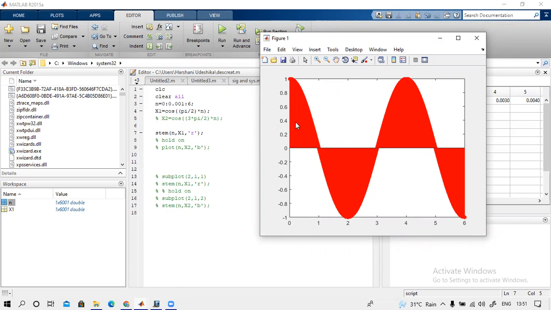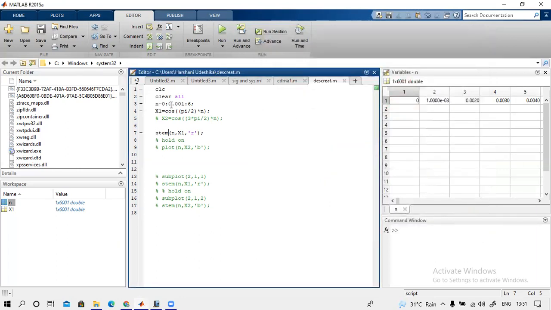The problem is that we get very close samples. Here we get very close samples: here 0, 0.001, 0.002. So you can't see these samples, these discrete values, separately. That is why you get this kind of signal. So can anyone suggest what to do to see the sampled version?